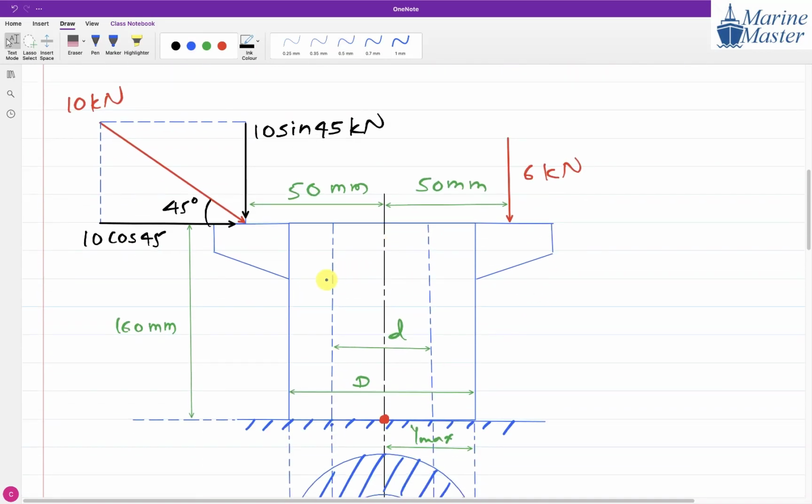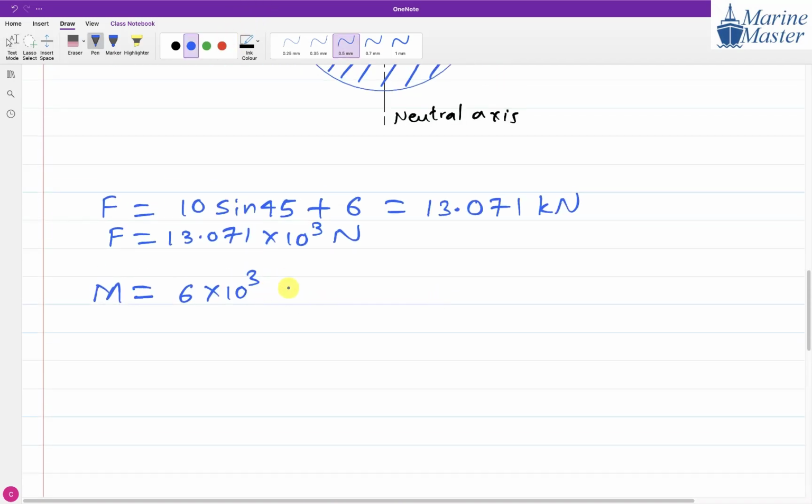Perpendicular distance is what, everyone? 50 or 160? Perpendicular distance of 6 kilonewton with respect to this point is 50 mm. 50 mm, don't get confused. Your teacher will try to confuse you. So then into 50 into 10 raised to the power minus 3.